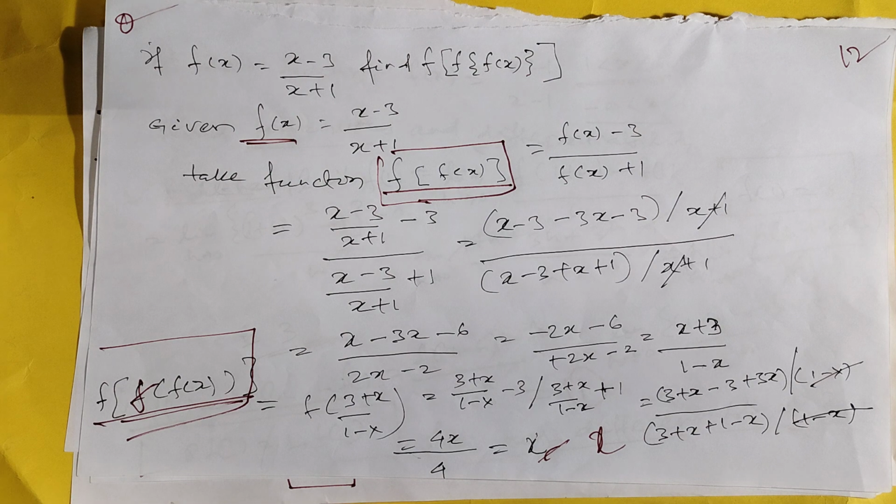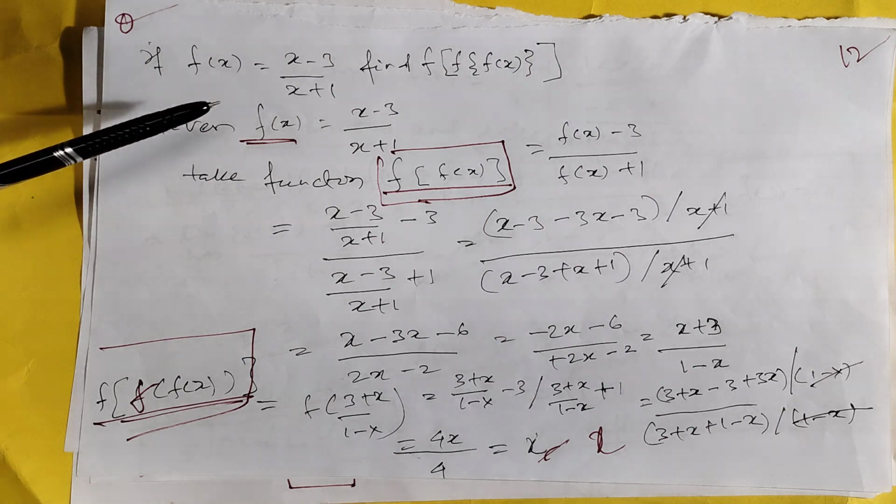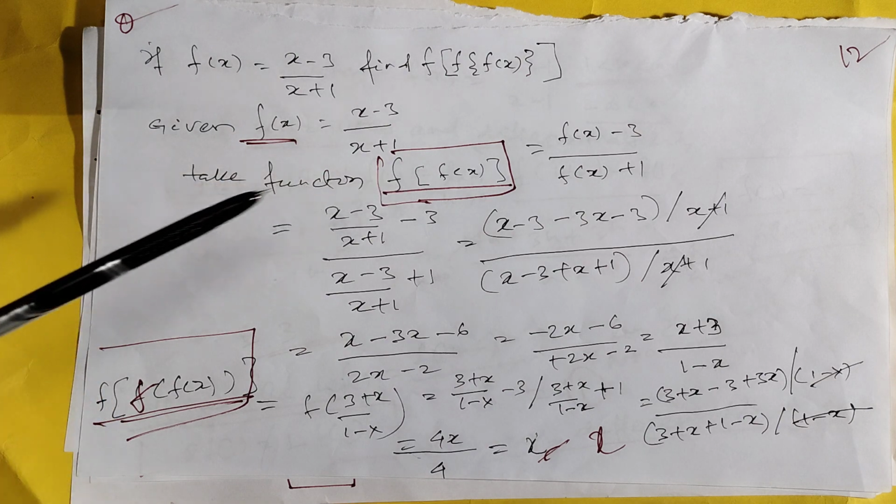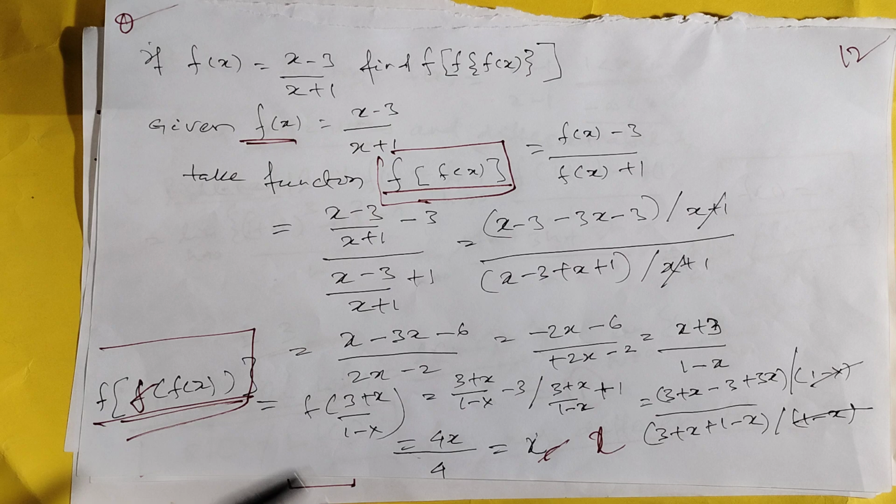Here f of x is equal to (x minus 3) divided by (x plus 1). Find f of f of x. First you check f of x, then function of function x, then calculate function of x. Accordingly, it will come x.